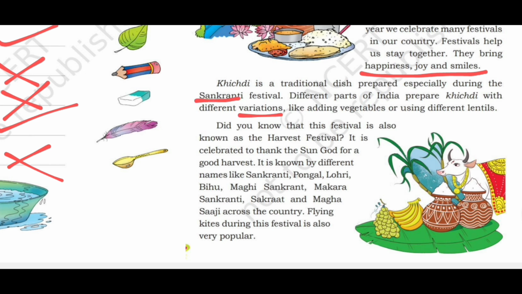Different parts of India prepare khichdi with different variations. What is variations? Variations means a little twist, something different in that. Like adding vegetables or using different lentils. Like in certain regions they might use tur dal, certain regions they might use chana dal. Some places they might make sweet khichdi, some places they might make spicy khichdi.